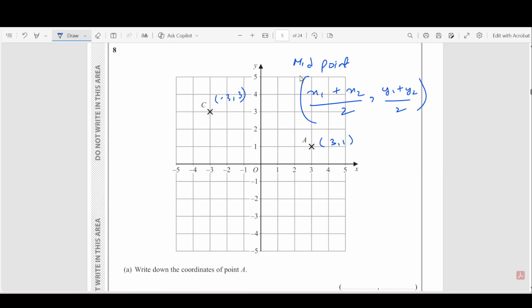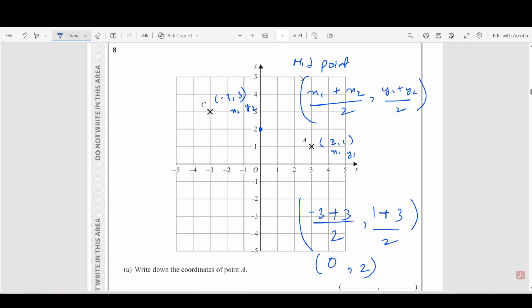So x1 is 3 and x2 is negative 3, right? Let's say this is x1, so this would be y1, this is x2, and this is y2. So if we add negative 3 plus 3 and divide it by 2, then we have y1, which is 1, and y2 is this 3, divided by 2. So 3 minus 3 is 0. 0 divided by 2, 0. This is 3 plus 1, 4. 4 divided by 2 is 2. So we got 0 comma 2. So x is 0, y is 2.